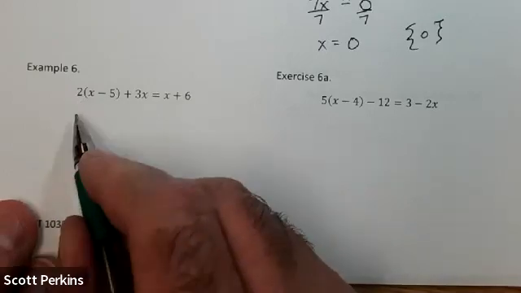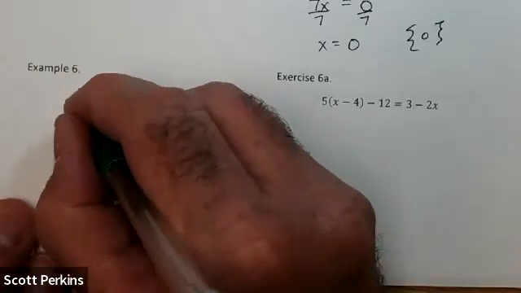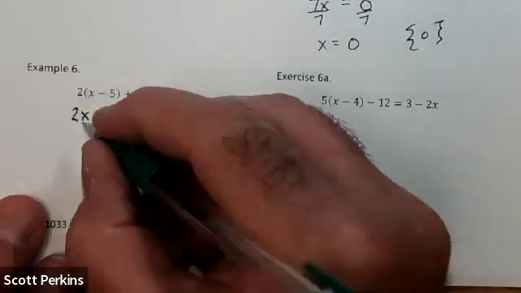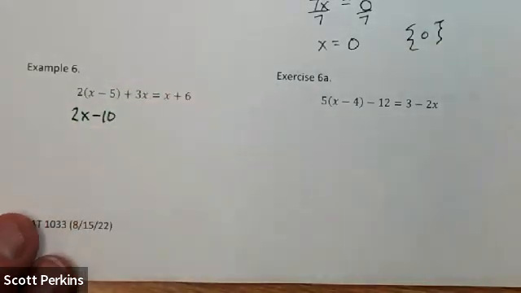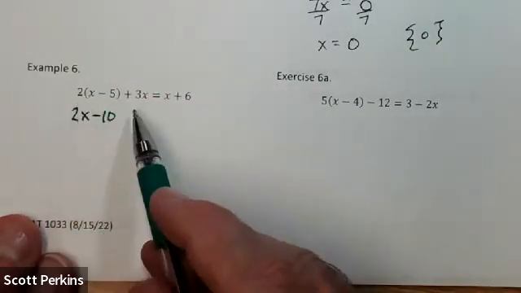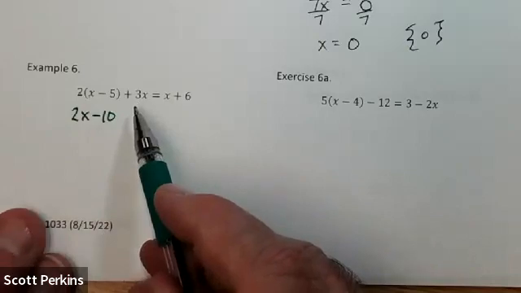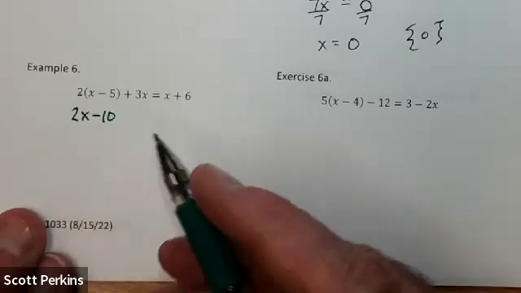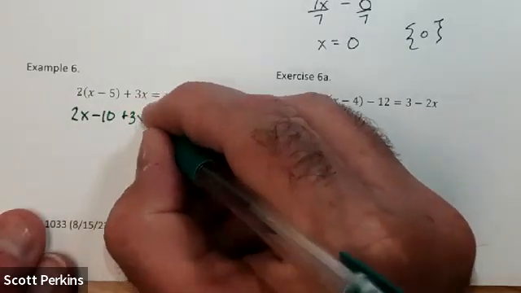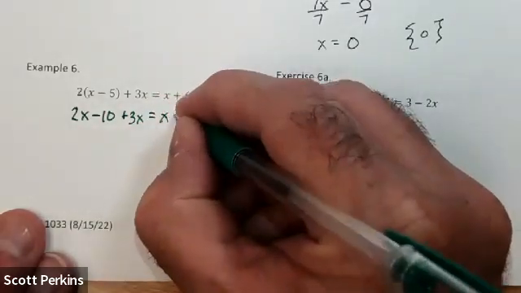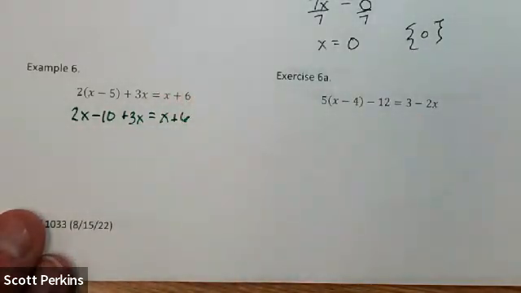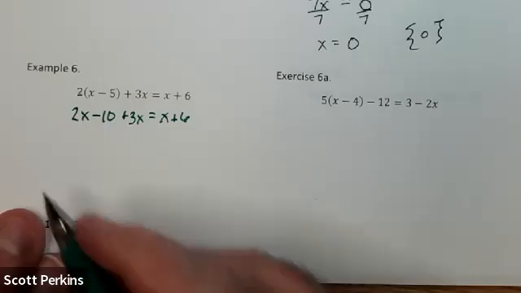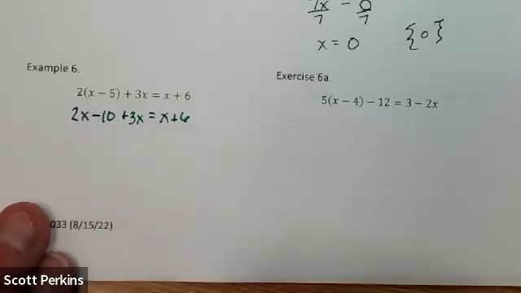That's called distributing. So 2 times x is 2x. 2 times -5 is -10. Am I going to multiply the 2 times the 3x? Why not? It's not in the parentheses. Yes, great. Good call. And then I have x plus 6 on the other side. Fantastic. So then 2x plus 3x, that is 5x.